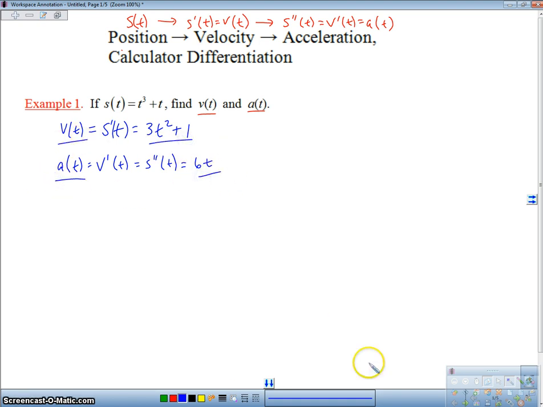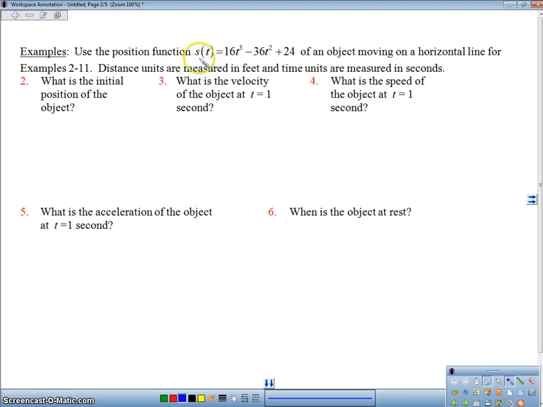So that's the basic idea. Let's take a look at some examples where we would actually use a lot of this stuff. So we have this position function. We're going to answer all these questions here, and we're talking feet and seconds. What is the initial position of the object? The initial position is going to be when time is 0. So whenever we see initial, that usually means time equals 0. So all we're going to find is s sub 0. When we plug in 0 for t, we're going to get 24 feet. All right, so that's the initial position.